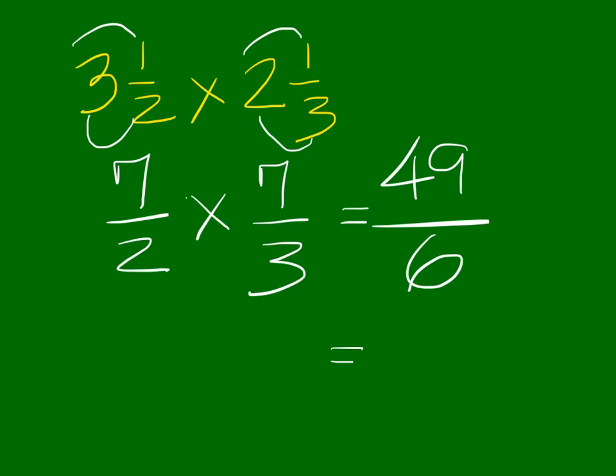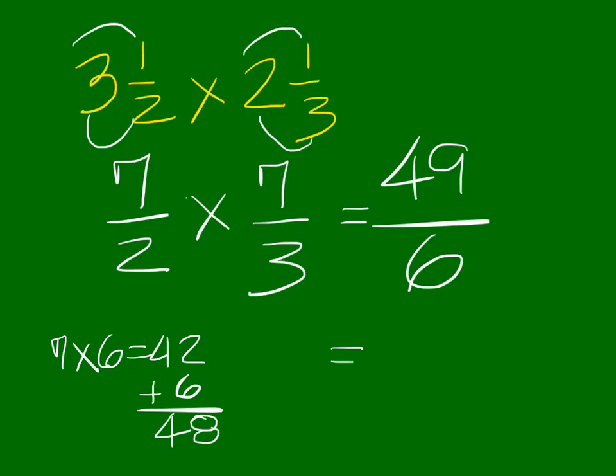7 times 6 is 42. Can I get another 6 out of that? Down here, 48. Yeah, 7 times 6 is 42, but if I add another 6 to that, I get 48. So 6 will go into 49 how many times? 8, yes.